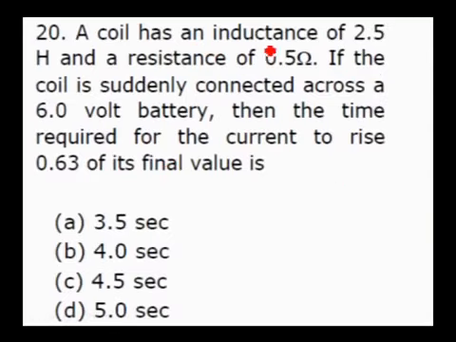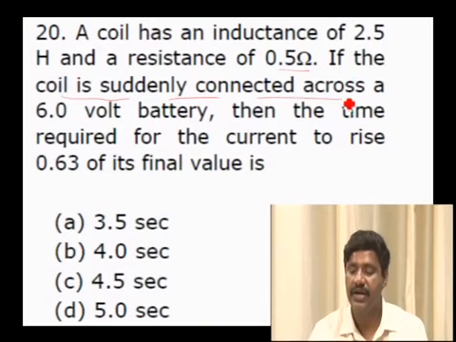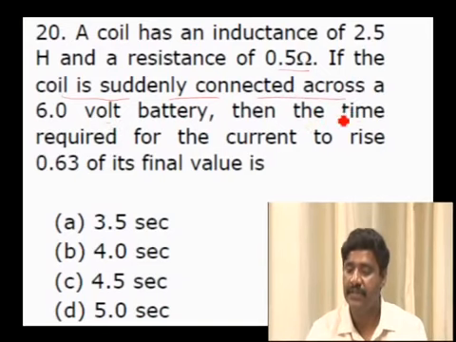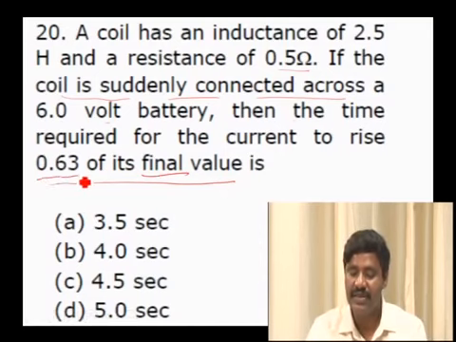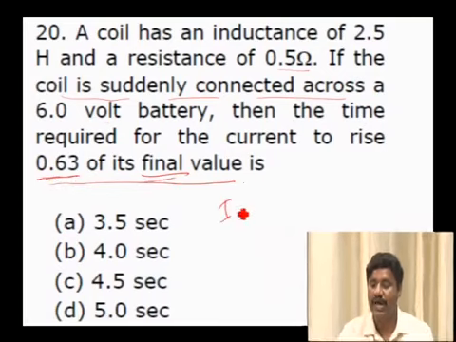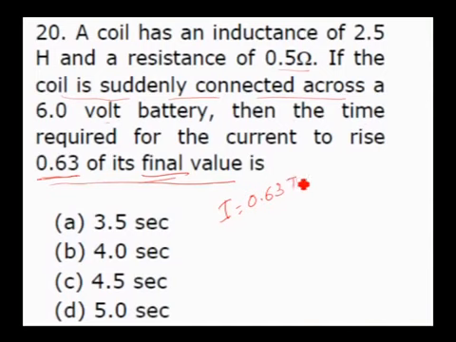Now, a coil has an inductance of 2.5 Henry and a resistance of 0.5 ohm. If the coil is suddenly connected across a 6 volt battery, then what is the time required for the current to rise to 0.63 times its final value? It is the same as question number 18, but there it was a decay; here the current is increasing up to 0.63 times its final value, which is similar to I becoming 0.63 times I naught.